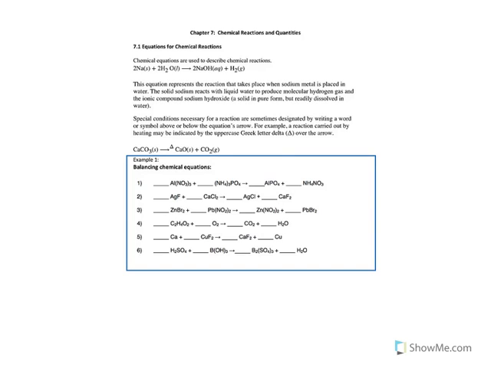Good afternoon, class. Today we're going to talk about Chapter 7. As always, please have your notes, your calculator, a periodic table, and a pen or pencil with you. Chapter 7 is all about chemical reactions and quantities.